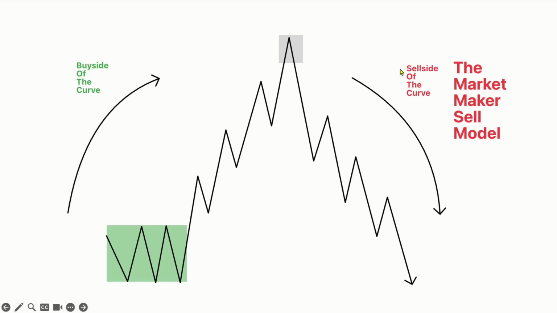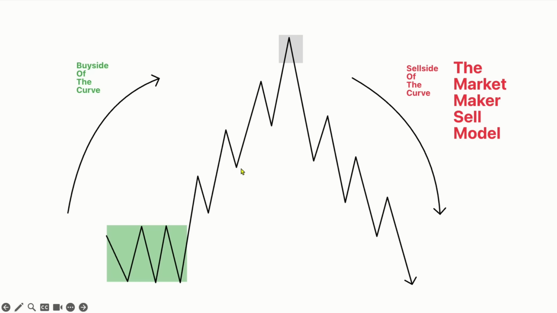Because the market is drawn towards sell side liquidity, and sell side liquidity rests below all the lows. And the reason why it rests below all the lows is because in order to get out of a buy position, you need to sell. And therefore, it's called sell side liquidity. The liquidity is on the sell side.